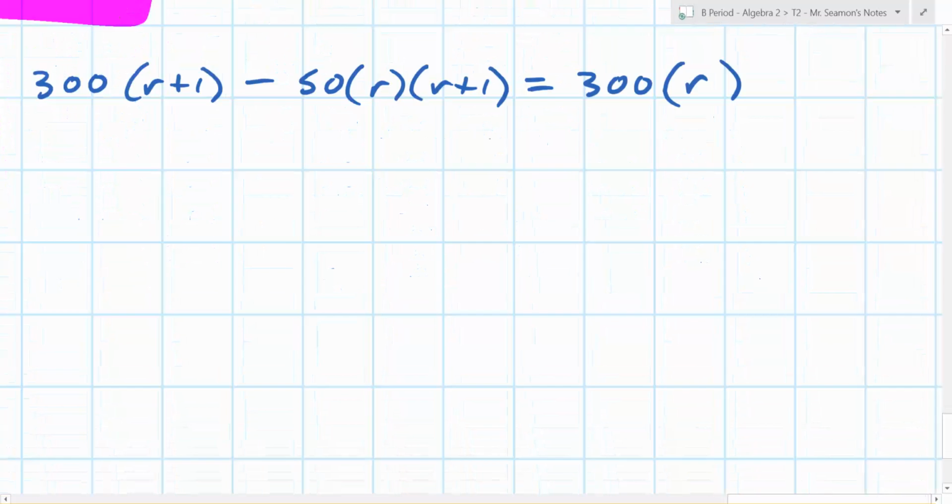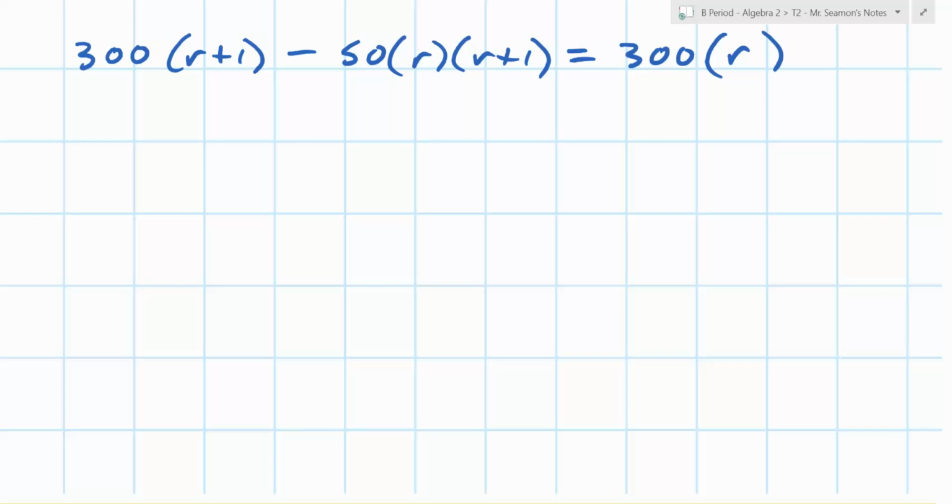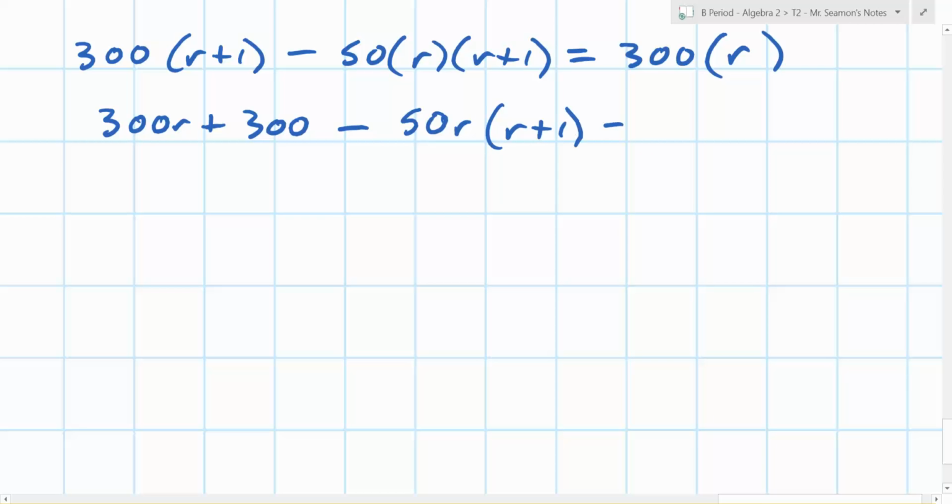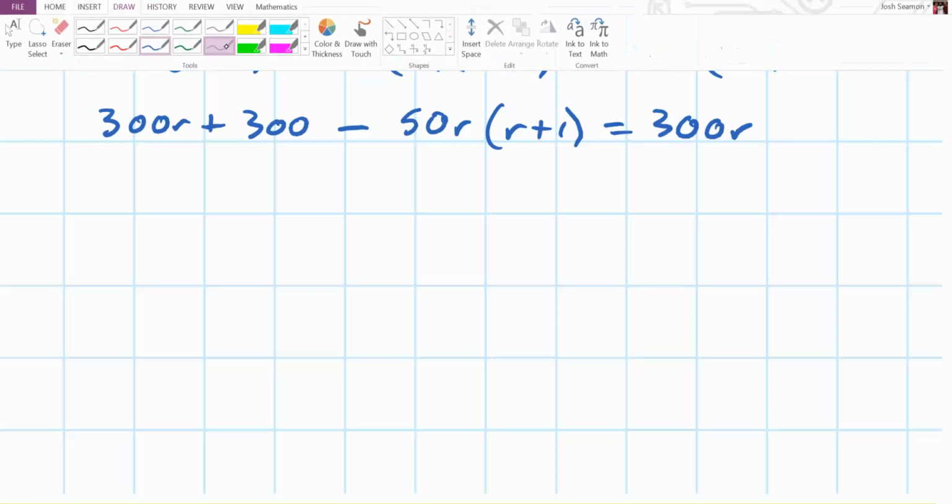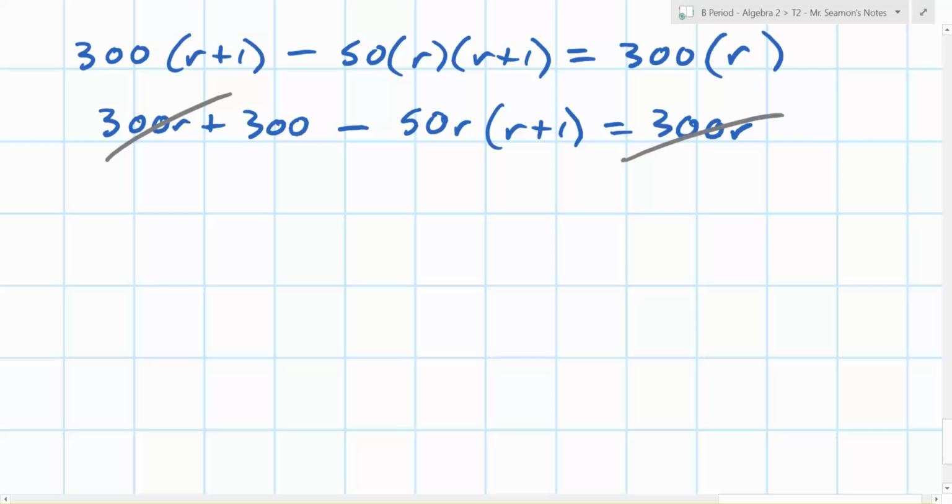Are there any fractions left? No. So what do you have to do at this point? Distribute. You have to distribute: 300r plus 300 minus 50. I'm just going to leave it like this for now and do it one at a time. Equals what? What cancels on both sides? This seems like it might be better than what we did before. We have 300 minus 50r squared minus 50r equals 0.